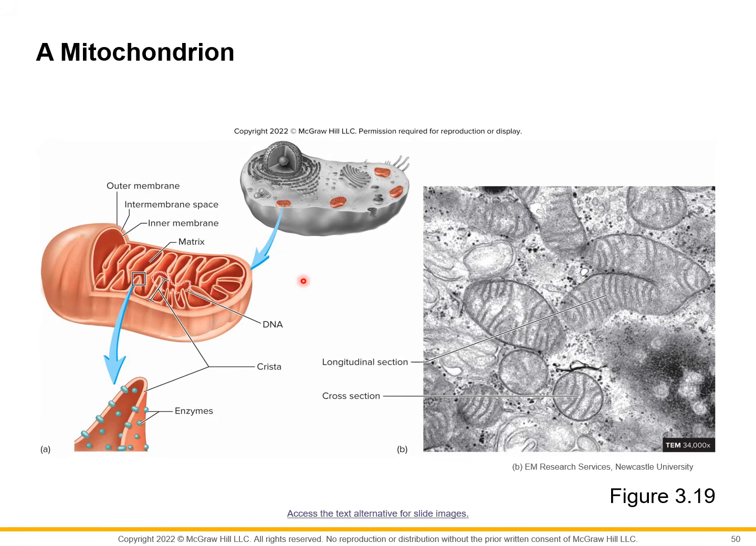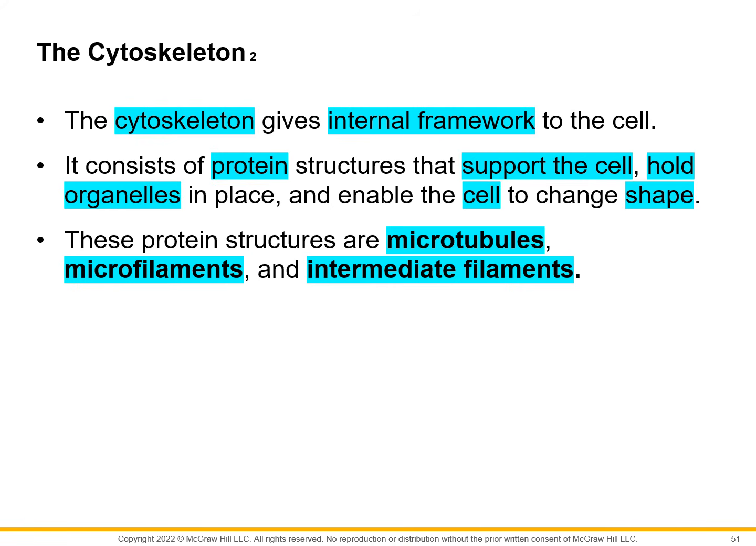Shown here is an illustration of how one mitochondrion would look like. Notice the outside is smooth, the inside has many curves and folds, which again is referred to as the cristae. This photo right here shows us an electron micrograph of actual mitochondria within a cell.